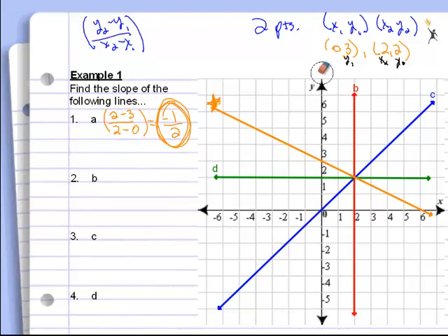I'm going to stop, back up a little bit, and go to line B. Line B is right here, and I need 2 points that it goes through. The first point that I see is right here, an intersection. I have an intersection at a perfect point. It's 2, 2. The second point I see is where line B crosses the x-axis, and that's at 0, 2.